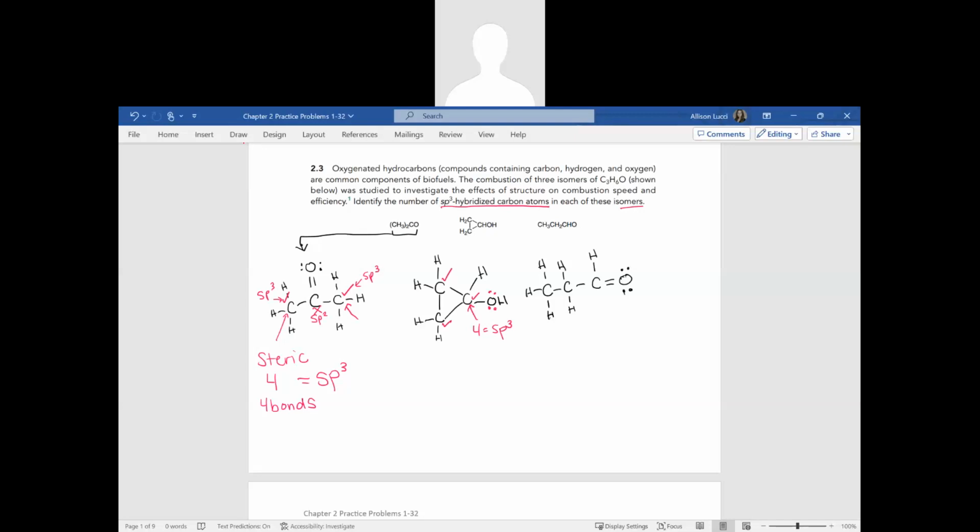And let's look at our last orientation. So let's go through from left to right. The first carbon, yes, 4 bonds, sp3 hybridized. Our next carbon, 4 bonds, yes, sp3 hybridized. This carbon, we have a steric number of 3 because we have only 3 electron groups, because of our hybrid orbitals, we don't count the pi bonds. So we have a steric number of 3. So this one is not. This one is sp2.